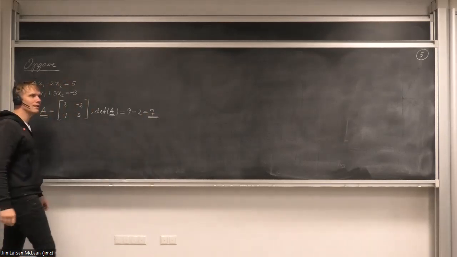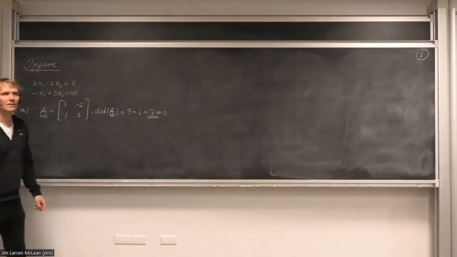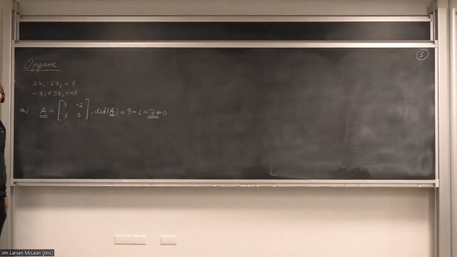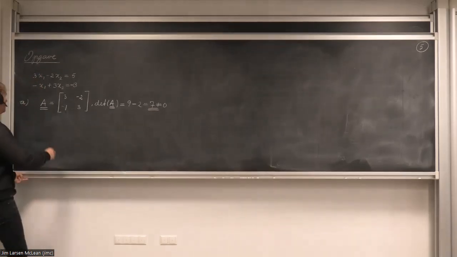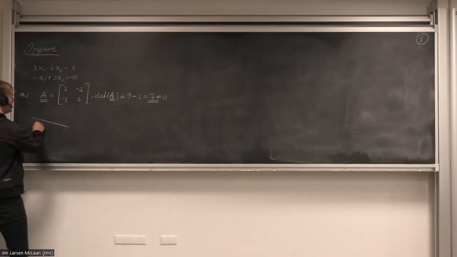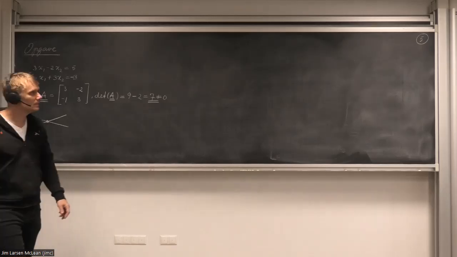And since 7 is not 0, we can say something right away. The two equations here are linearly independent. This is a straight line, and this is another straight line. It is not the same straight line twice, and therefore we immediately know that if you graph it, we have a situation where two straight lines intersect at exactly one point. So we get precisely one solution.